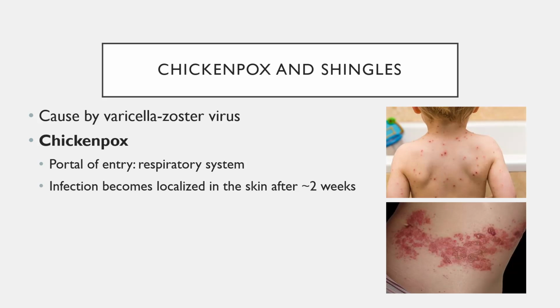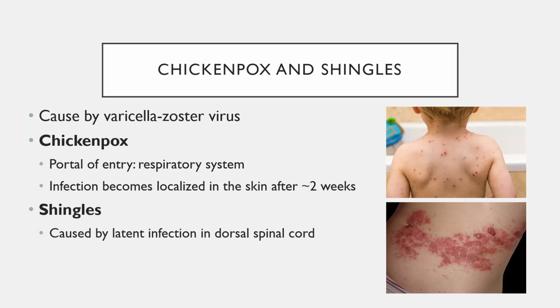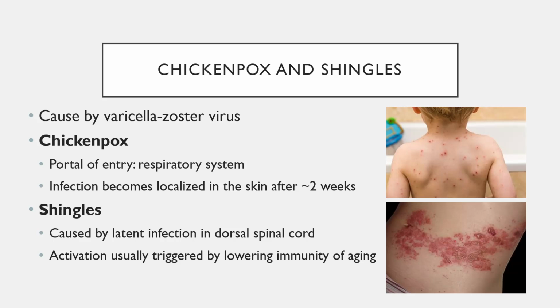A person who has been infected with chickenpox can also later develop shingles. Shingles is caused by the reemergence of a latent infection of the varicella zoster virus that has remained latent in the dorsal spinal cord since the time of the initial chickenpox infection. Activation is usually triggered by lowering of immunity as a natural part of the process of aging. Although, people who have immunocompromising events that take place in their lives can also experience outbreaks of shingles even if they're not among an older group category.